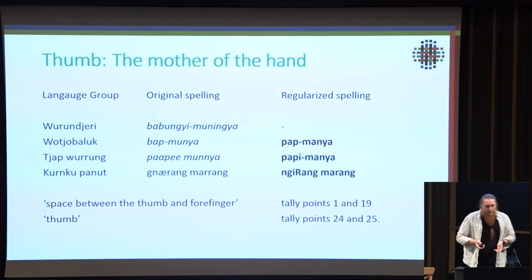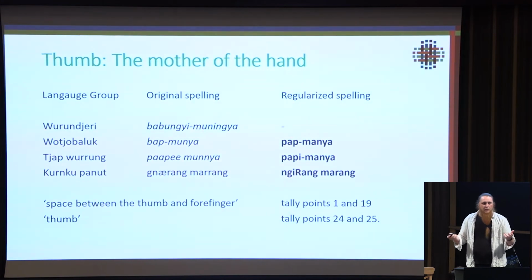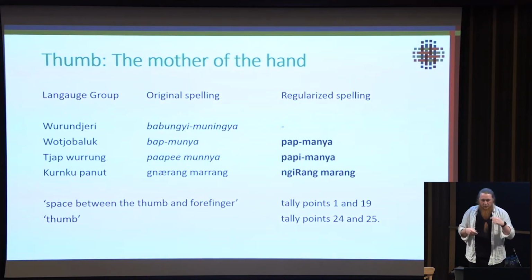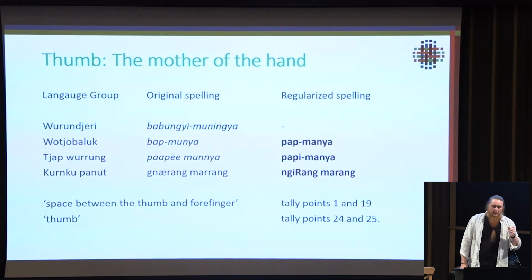In Wurundjeri, we've got the same thing. So manya is the word for hand. Oh, here it's mother, not father. Manya is the word for hand, and bap is the word for mum. So we've got bap, manya. The first Wurundjeri example, we got bap and manya, but it looks like there could be some morphology there. I'm not sure what that is. Then we got the Wujubole, bap, manya, the Jakburu, bap, manya, and the Kerkopanut, Ngirang Marang. And, you know, people would recognize marang for hand.